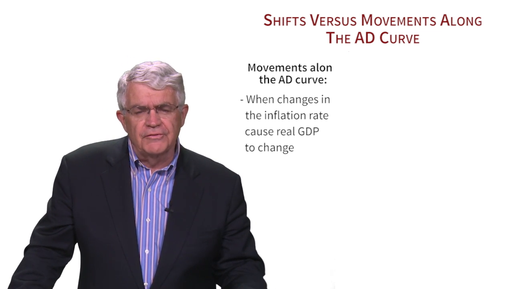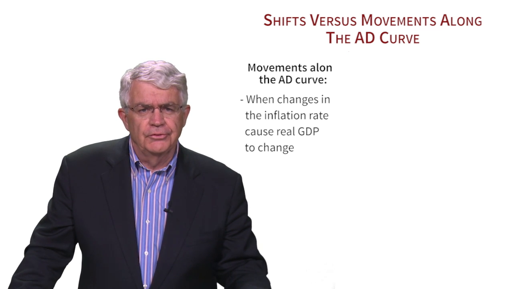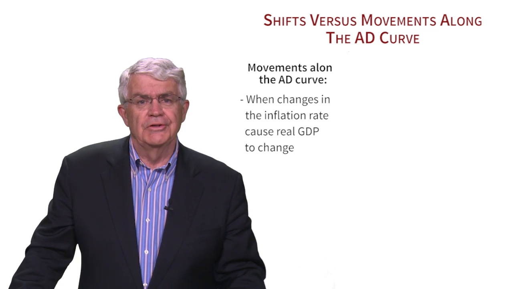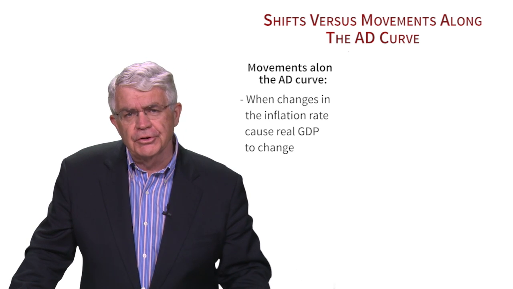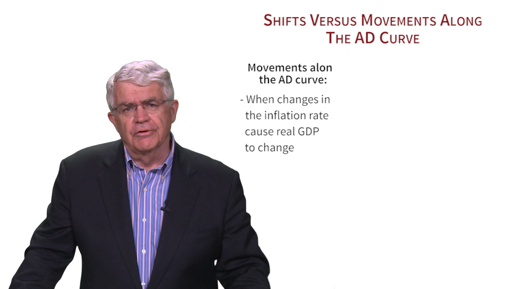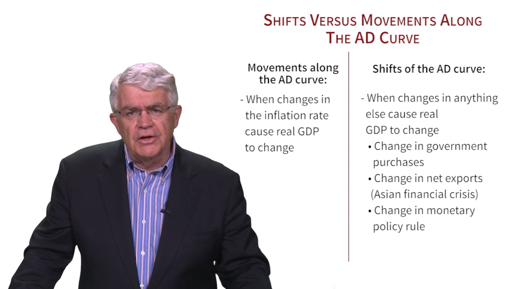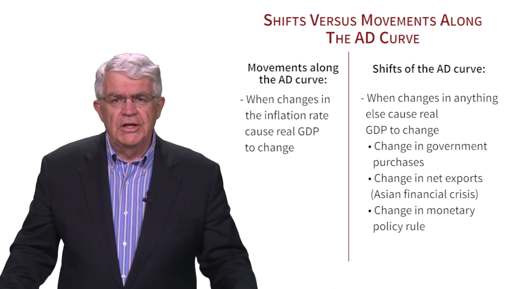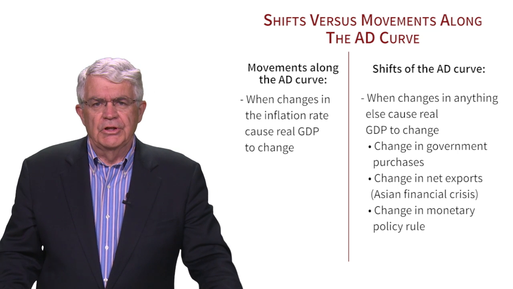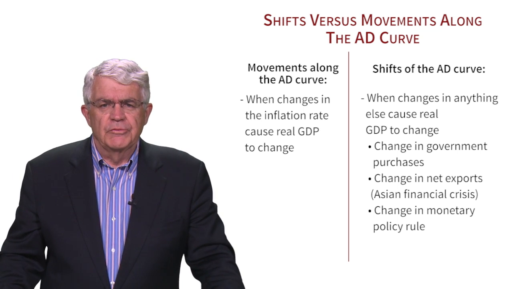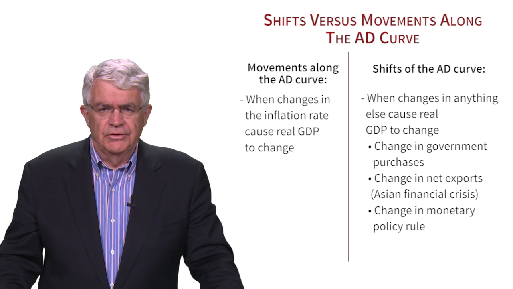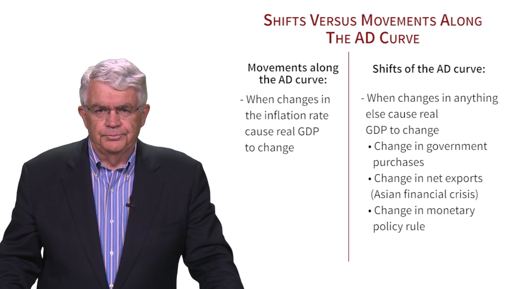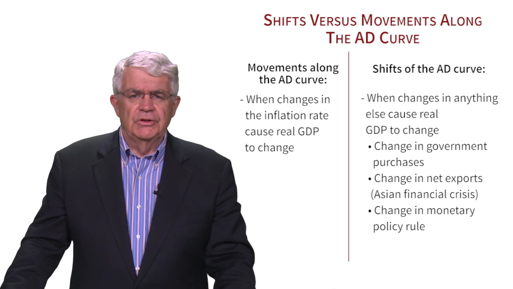What we've illustrated so far is the movements along the curve. We've shown what happens when there's changes in the inflation rate and that these cause real GDP to change. Those are the movements along the curve as we've illustrated with the diagram and with words. Shifts of the aggregate demand curve occur when changes in anything else cause real GDP to change. And so that could be a change in government purchases, which shifts the aggregate expenditure line. It could be a crisis, maybe a crisis in Asia or in Africa or Europe, which affects exports. Or it could be a change in monetary policy.